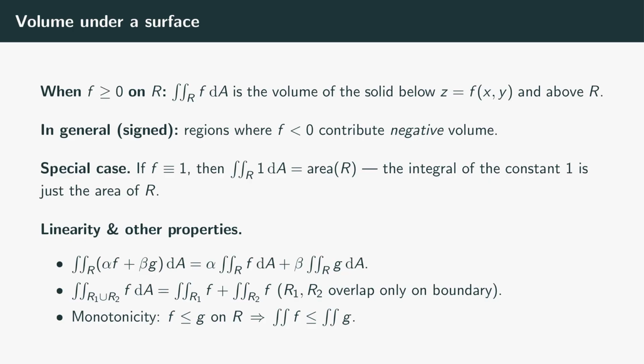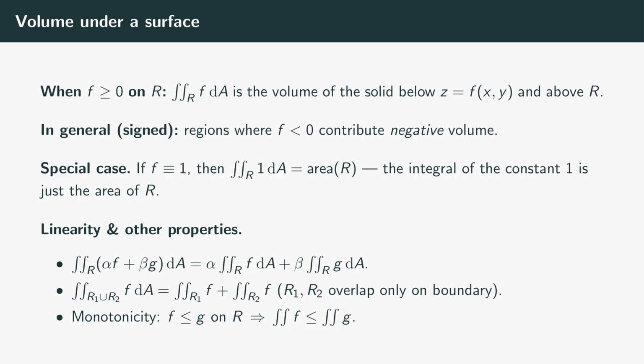A special case worth flagging: when f is identically equal to 1, every term in the Riemann sum is just delta capital A sub i, so the sum is the total area of the partition, and the limit is the area of capital R. So the double integral over capital R of 1 dA equals the area of capital R. This is occasionally useful as a sanity check, and is sometimes used as a definition of area for irregular regions. The double integral is linear.